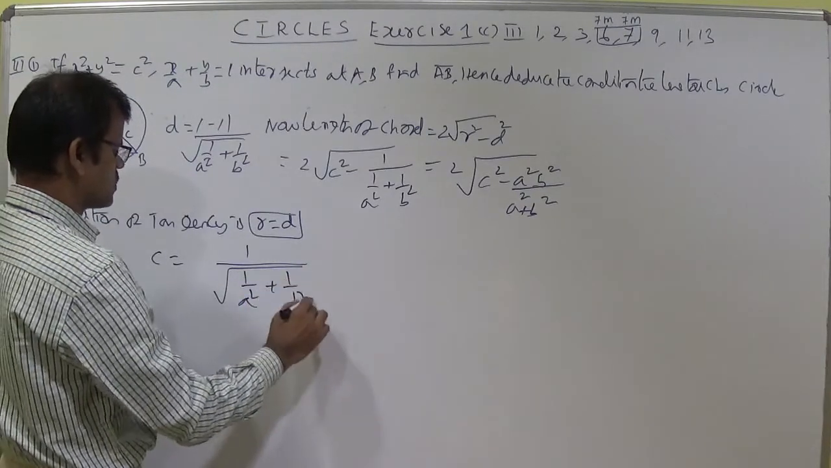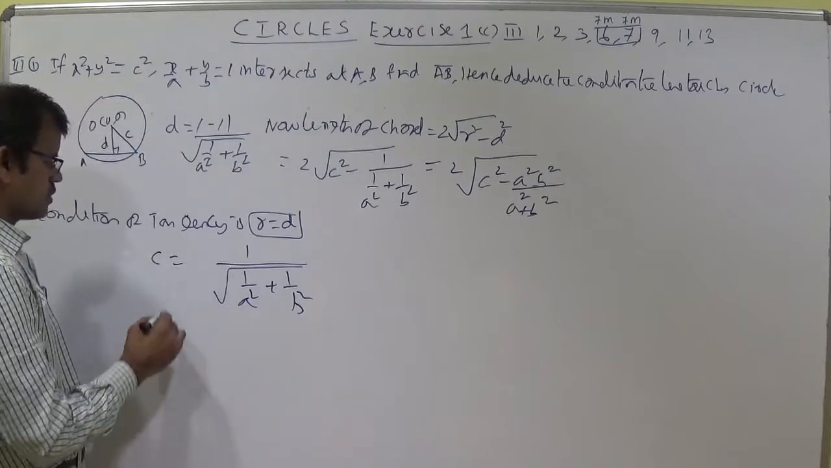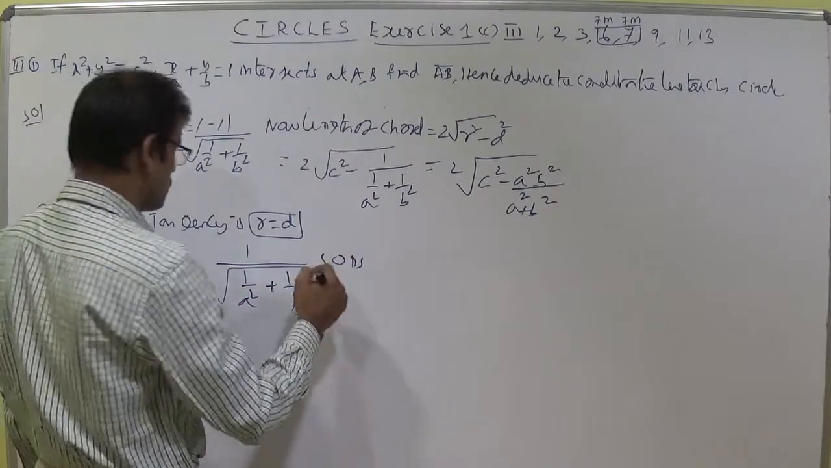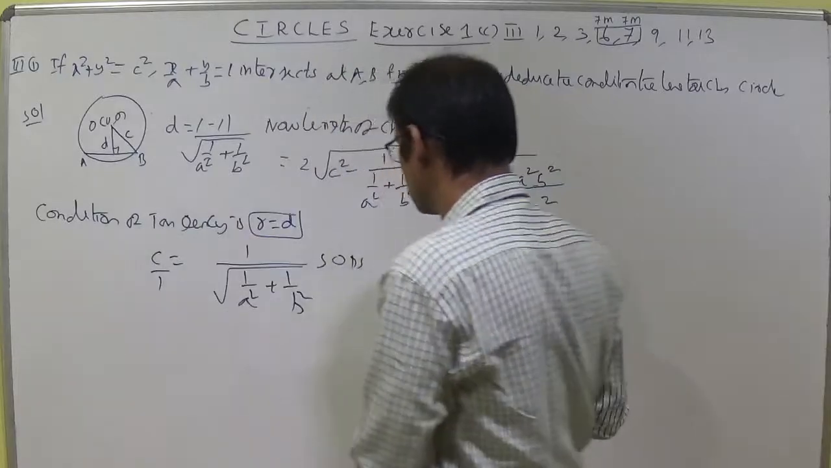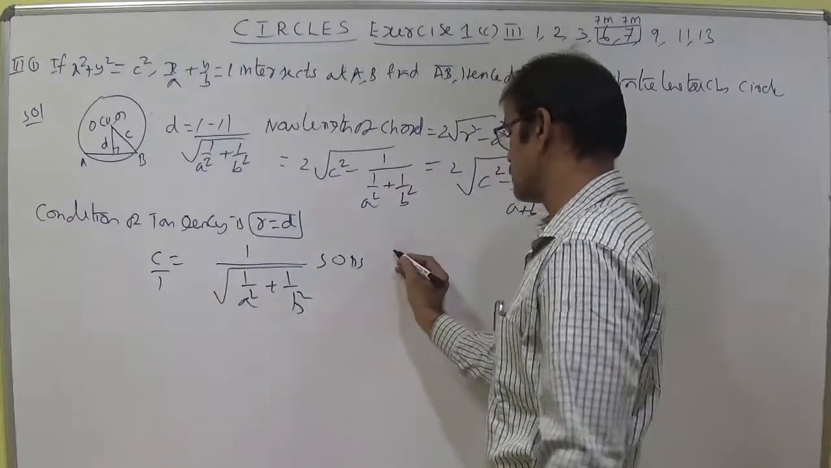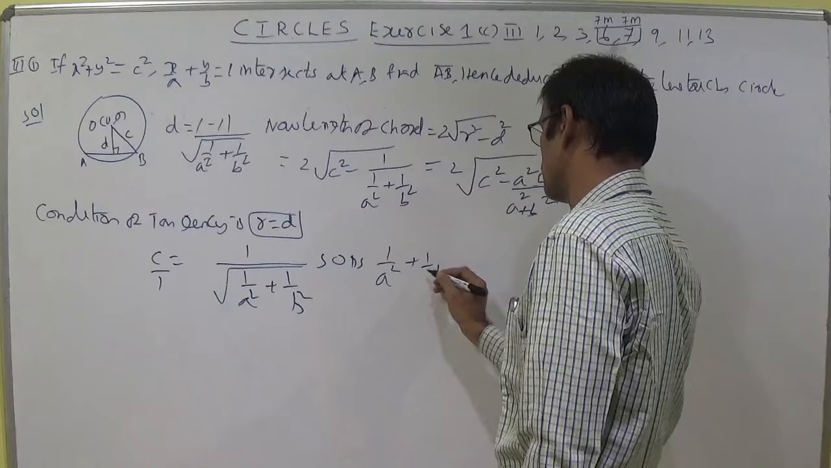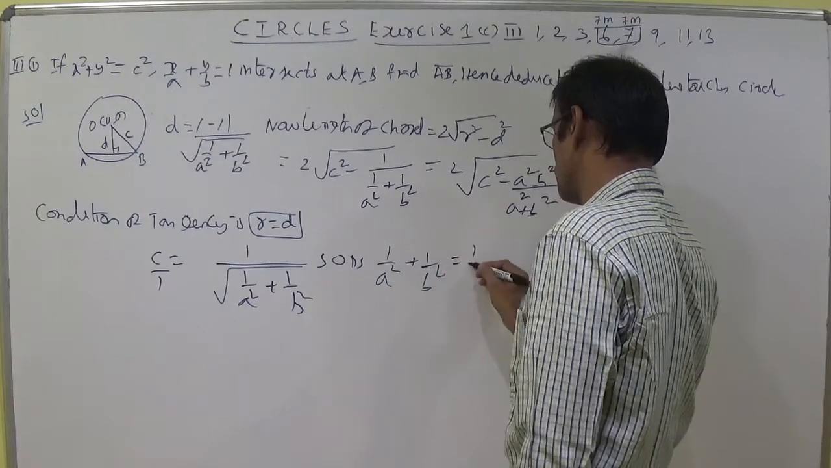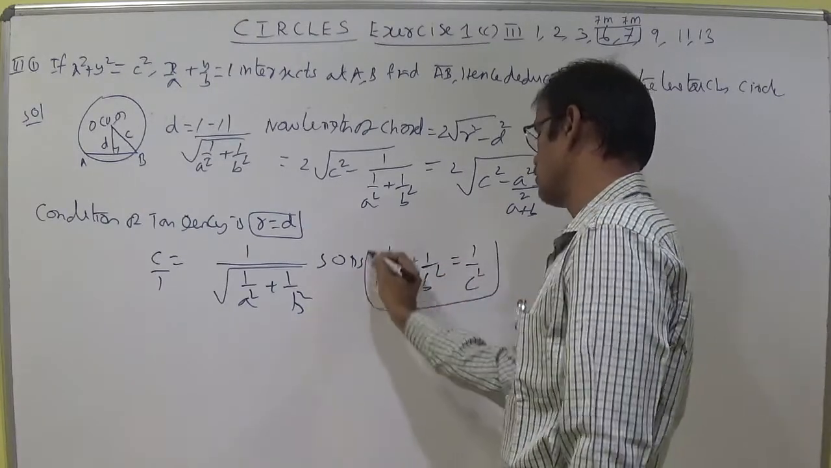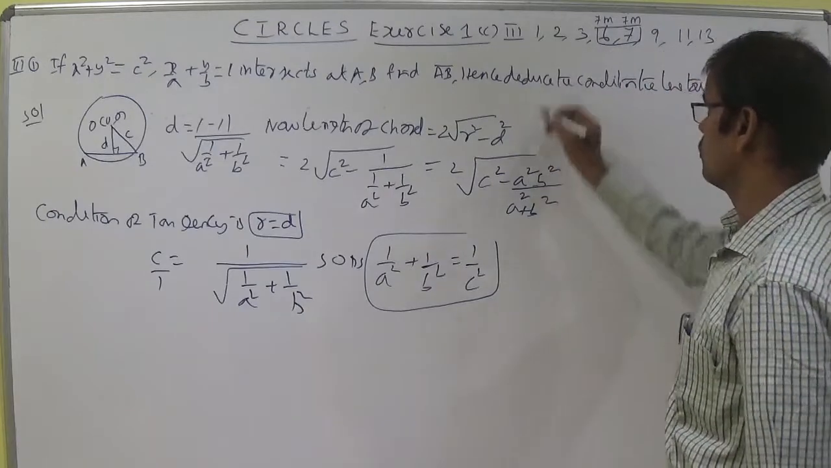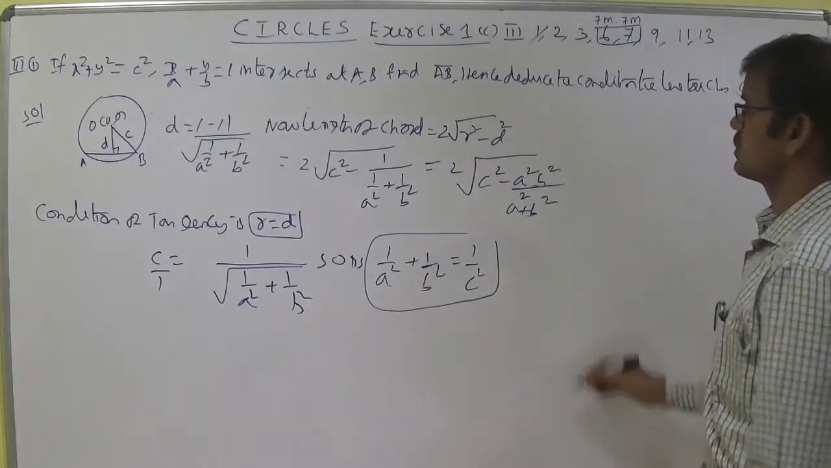Here 1 by a square plus 1 by b square. So c by 1 you write, and squaring both sides you write. Taking this one, this is this side, this is this side. So you can write the required condition is 1 by a square plus 1 by b square equal to 1 by c square. That's all. This is the condition. Now Roman number 3, first question completed.